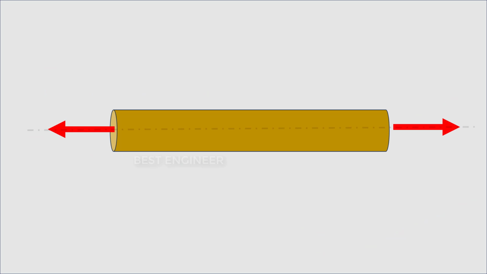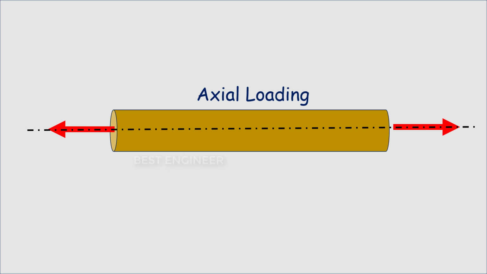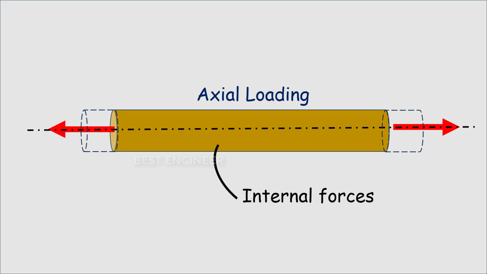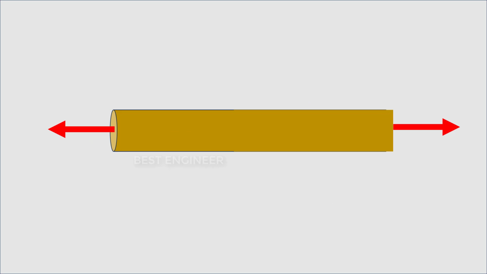Imagine a solid metal bar loaded by equal but opposite forces, called a uniaxial load, because all the applied loads act along the same line of action. Now the applied loads pull the bar and cause it to stretch. The internal force will develop within the bar to resist the applied force.